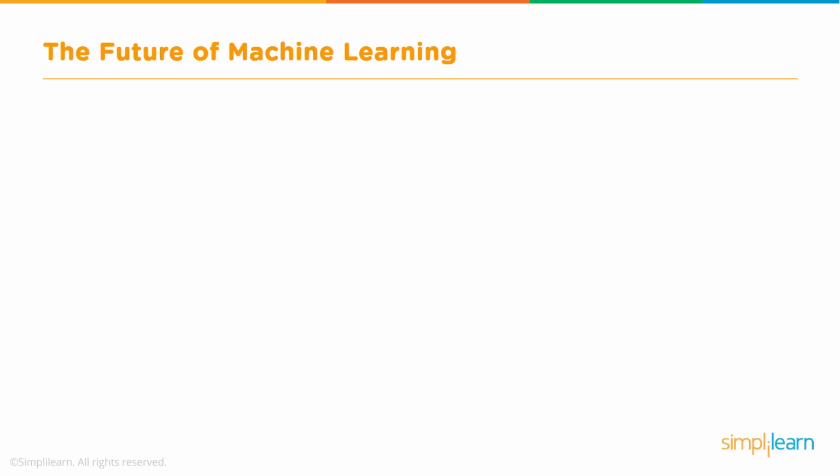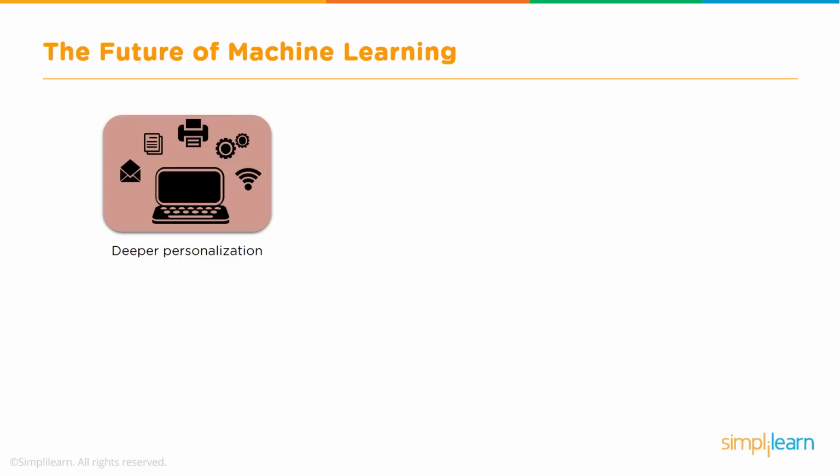Now, as I mentioned before, let's talk about the future of machine learning. In the future, you'd have deeper personalization, which means that you'd have more directed marketing towards your interests and advertisements based on your personal preference.